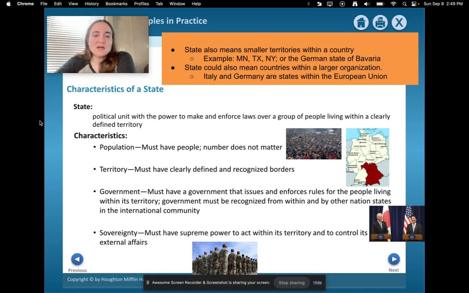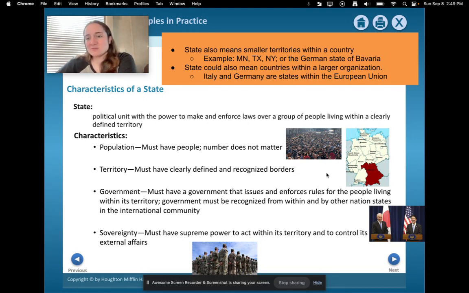Characteristics of a state would be population. So it must have people. The number does not matter. It could be millions, could be hundreds, doesn't matter. Any population works. It also has to have a territory. So it must have a very clear, defined, and recognized border.